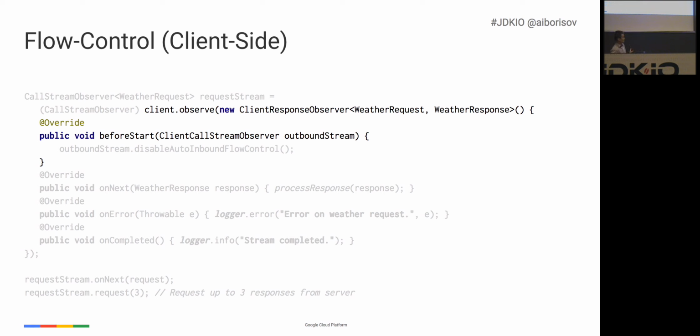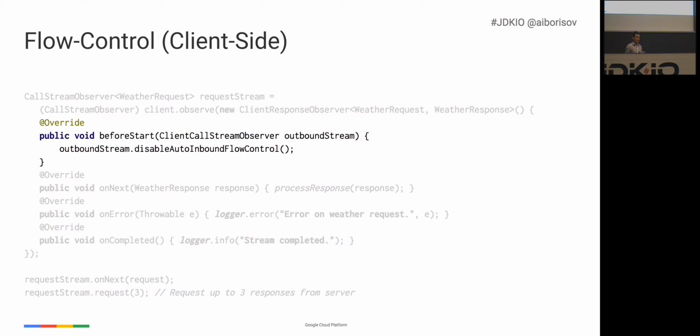observer, but with its sub-interface, ClientCallStreamObserver. This interface extends StreamObserver to add one additional method, beforeStart. This method will be called before the start of a call. And its argument is a ClientCallStreamObserver for the outbound stream. Inside this method, we can call disableAutoInboundFlowControl on the outbound stream. And if we do it, we enable manual flow control.